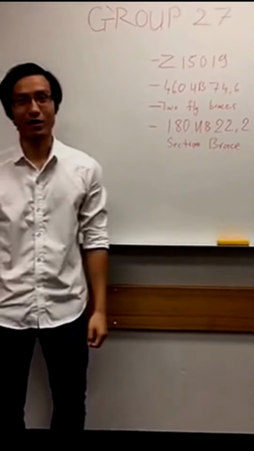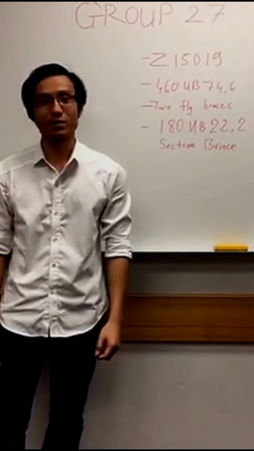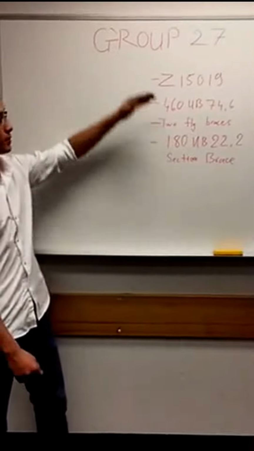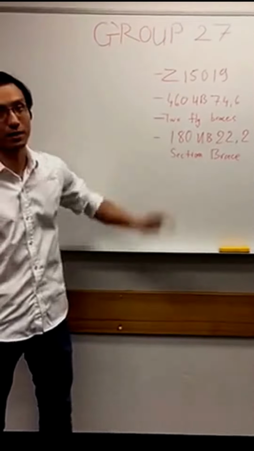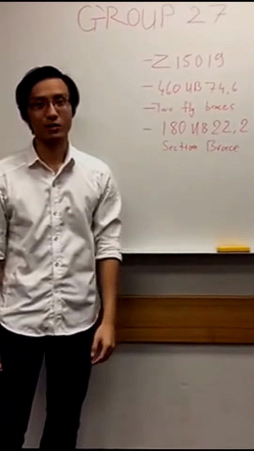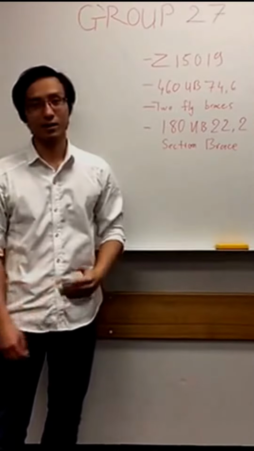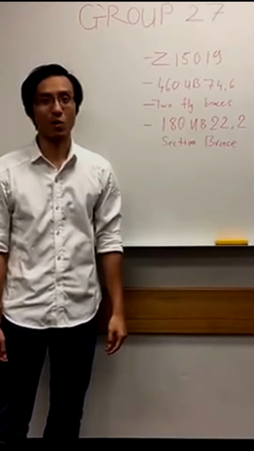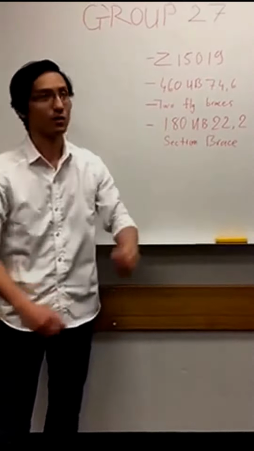Hi, my name is Hong. Now I'm going to talk about how we choose the members for the design. For purlin, we use Z15019 because through the table of properties, we found it is completely able to carry its own weight and roof sheeting.